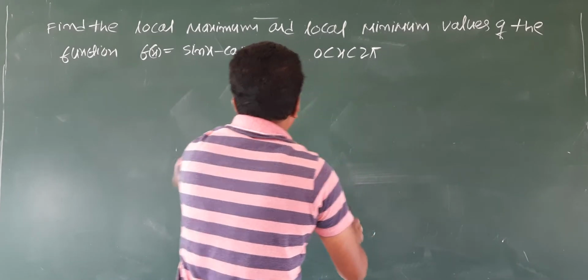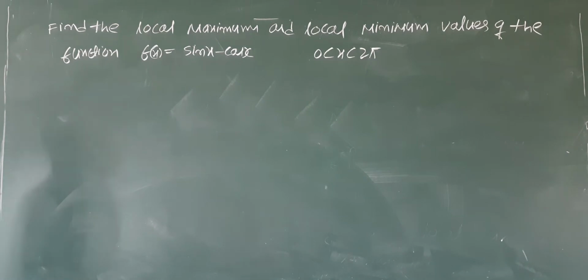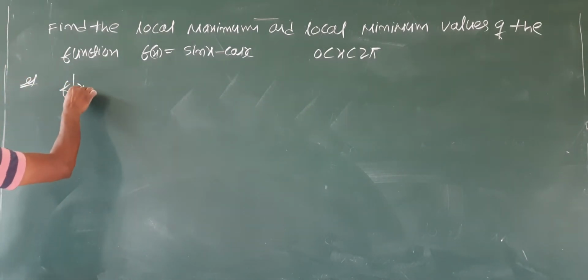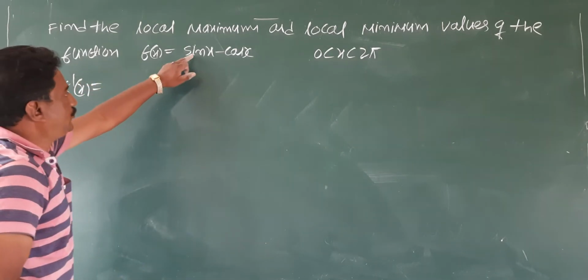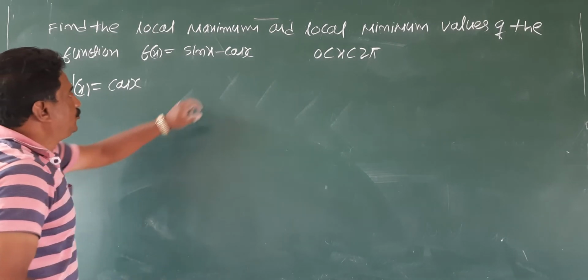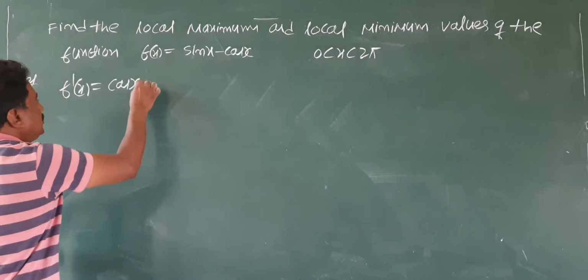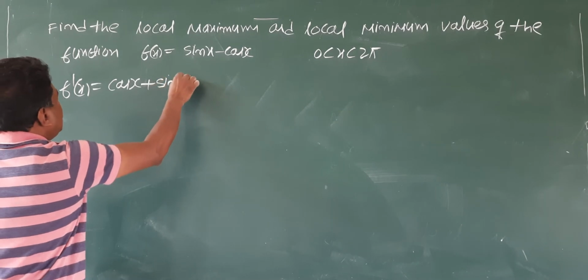Now all the quadrants are given. You follow the same procedure. Solution: f dash x. So differentiation of sin x is cos x, and differentiation of cos x is minus sin x.